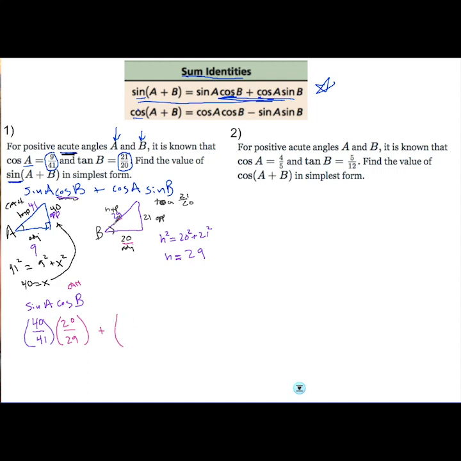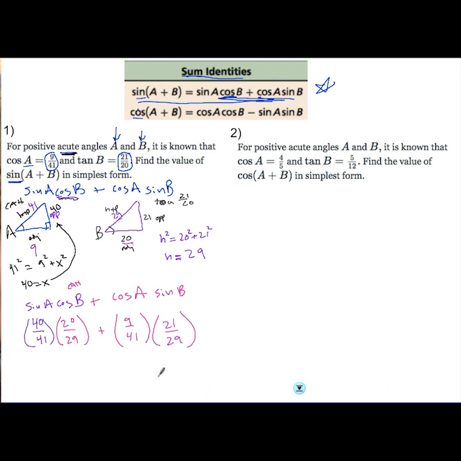and let's just keep going here. We need the cos of A, go back to A, cosine adjacent over hypotenuse, 9 over 41 times the sine of B. Go back to here, sine SOH, opposite over hypotenuse, 21 over 29.